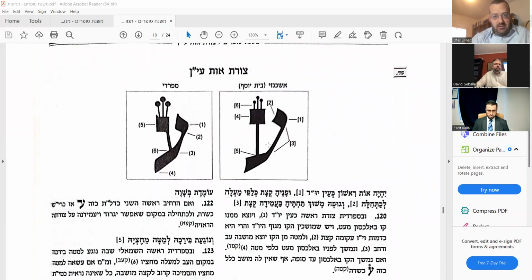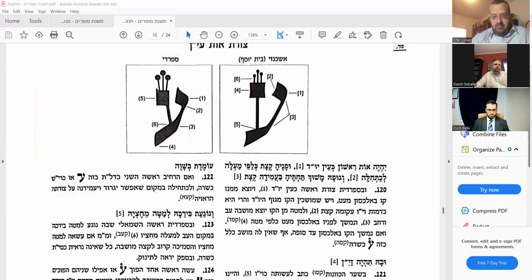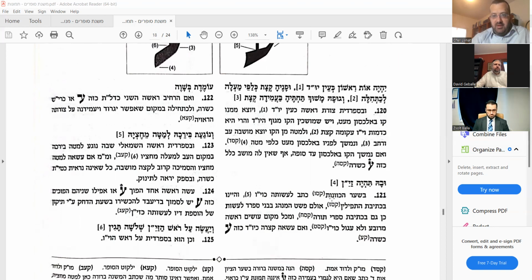We have the Yud diagonal coming down, and the Zayin here on the left side. Sfaradim, you can see here they make the left part not like a zayin, but like a vav, and they also attach it higher up. They quote here the reason that this is from the Ari.